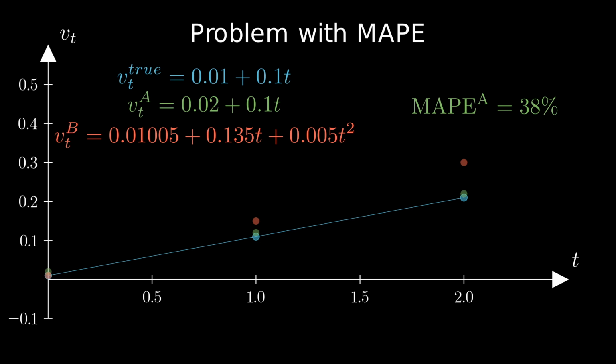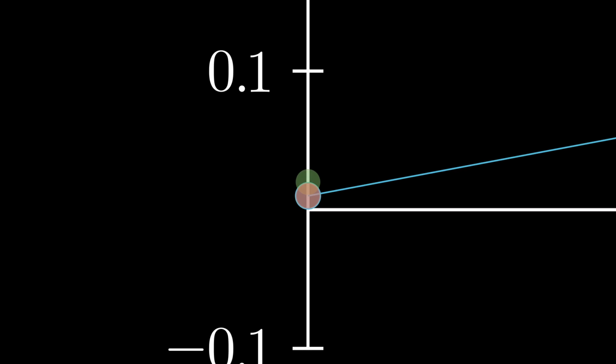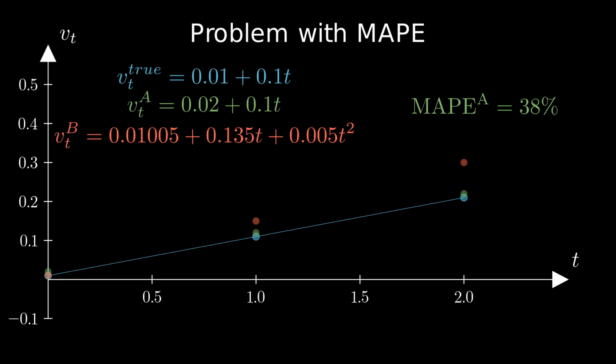However, model B performs better at point t equal to 0, but because the true value at t equal to 0 is much lower than the true values at the two other points, point t equal to 0 gets a much higher weight in the overall MAPE, making the MAPE of model B lower than model A, even though model A performs a much better job at points t equal to 1 and 2.